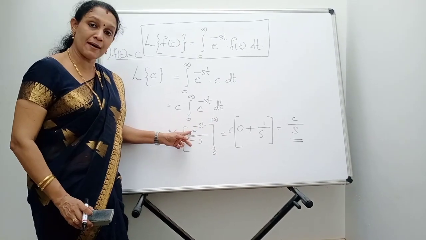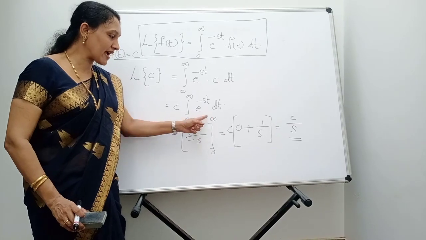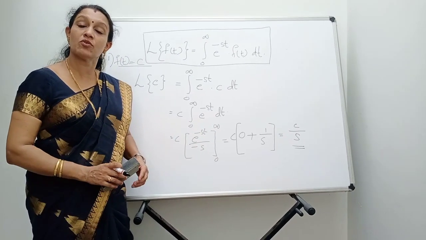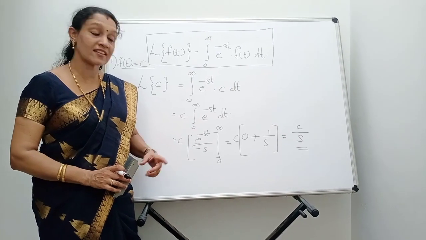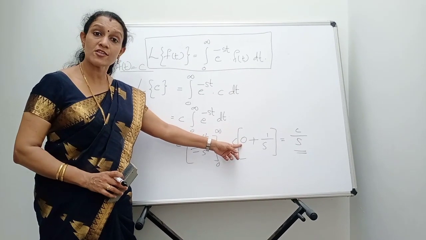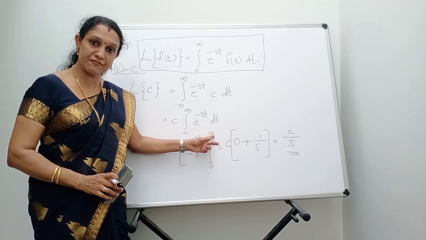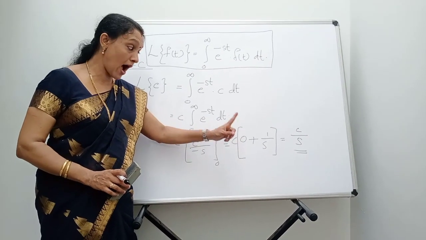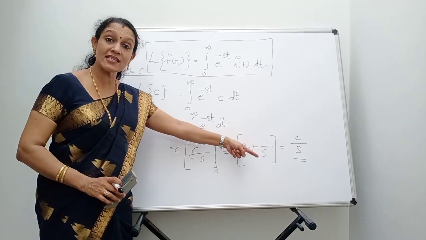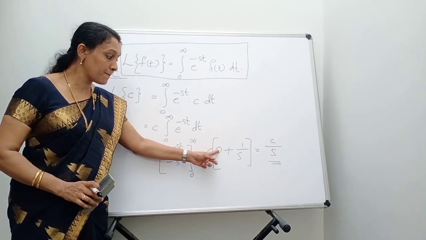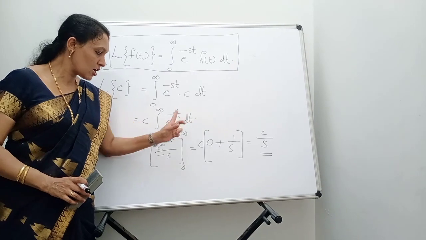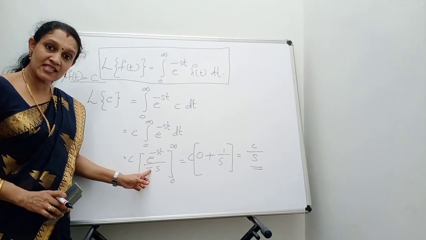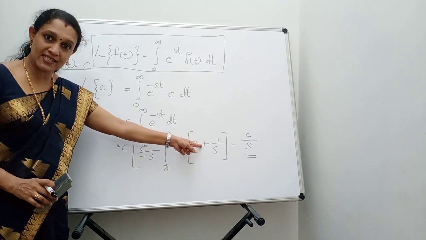You can see this becomes e raised to minus infinity. And the value of e raised to minus infinity, what is it? That is 0. So on substituting the upper limit infinity, we get e raised to minus infinity, the value is 0. So, upper limit minus lower limit. When you are substituting the lower limit, it is again minus, so minus of minus is plus.